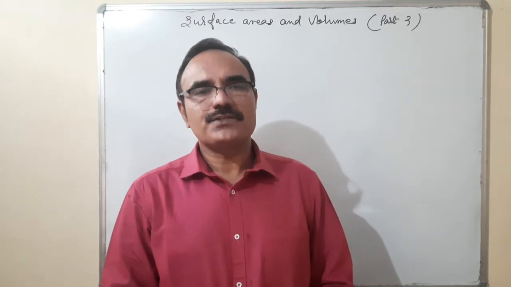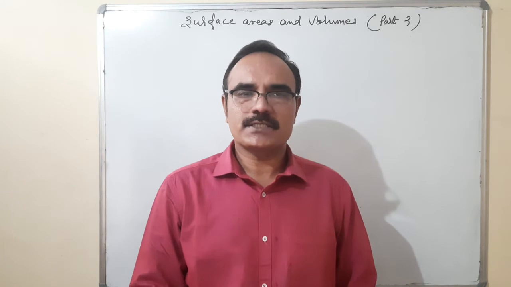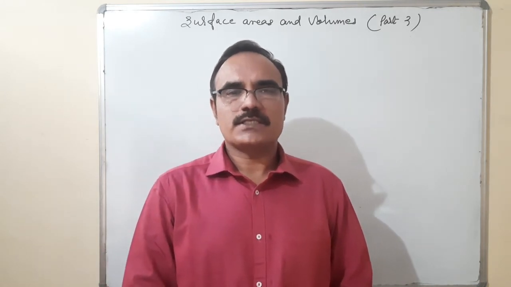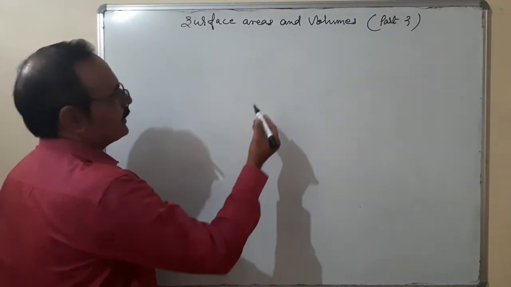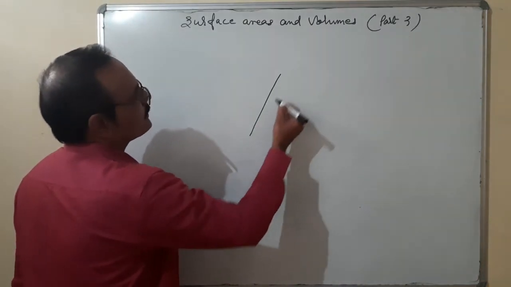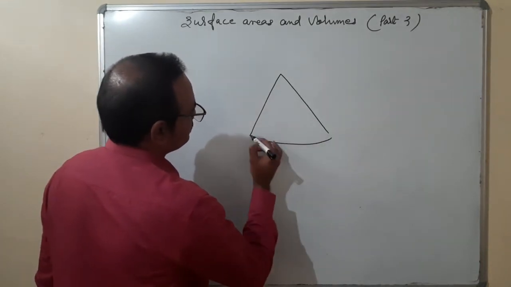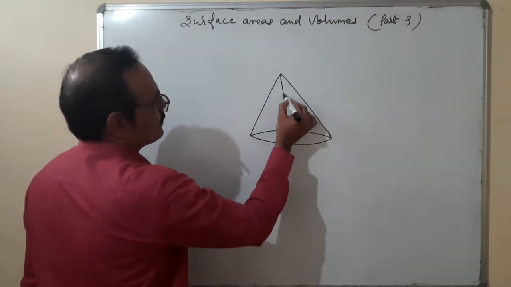Hello. In continuation with the chapter Surface Areas and Volumes, today we'll discuss a figure, the cone. This is a three-dimensional figure. What is it? It is something like that, considered as a right circular cone.